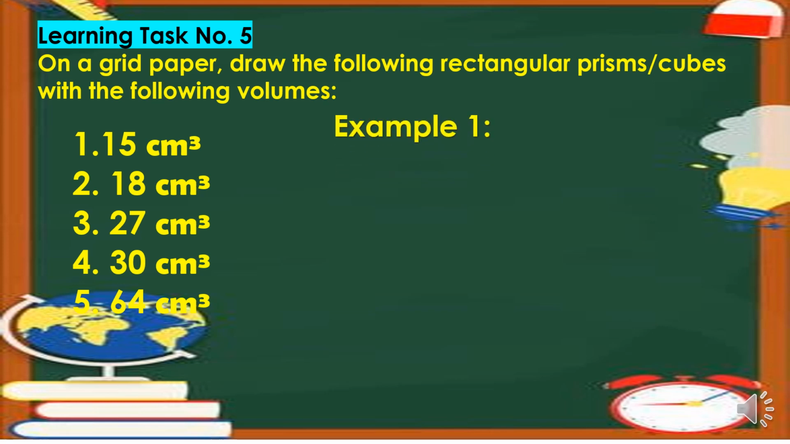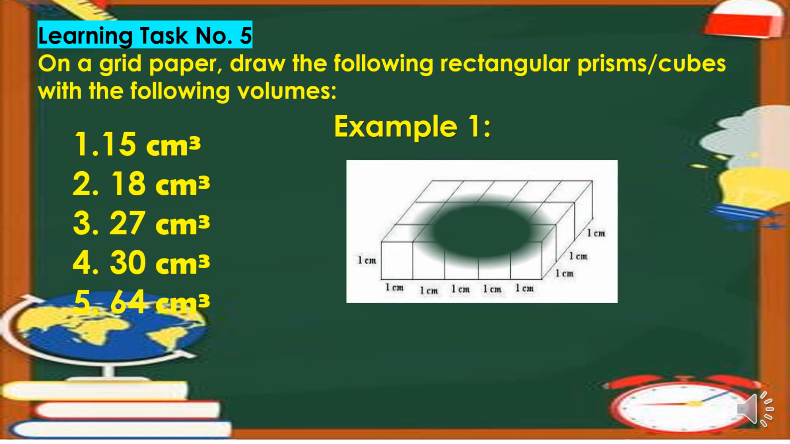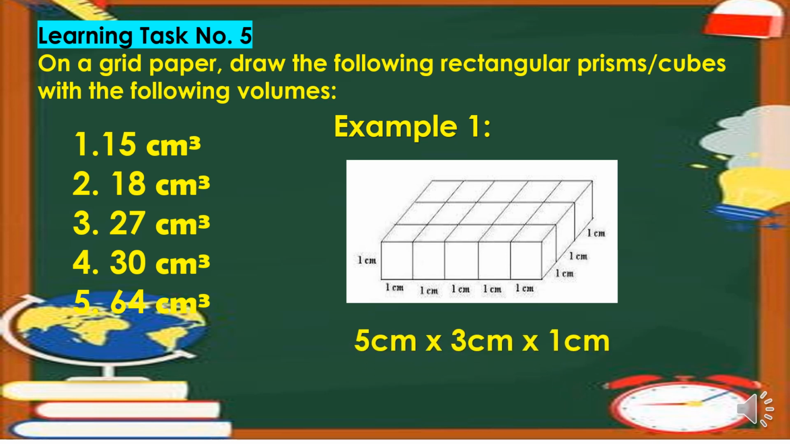So this is the example for number 1. We have 15 cubic centimeter. As you can see, the length is 5 centimeter times 3 centimeter times 1 centimeter. So when you multiply that, you will get 15 cubic centimeter.